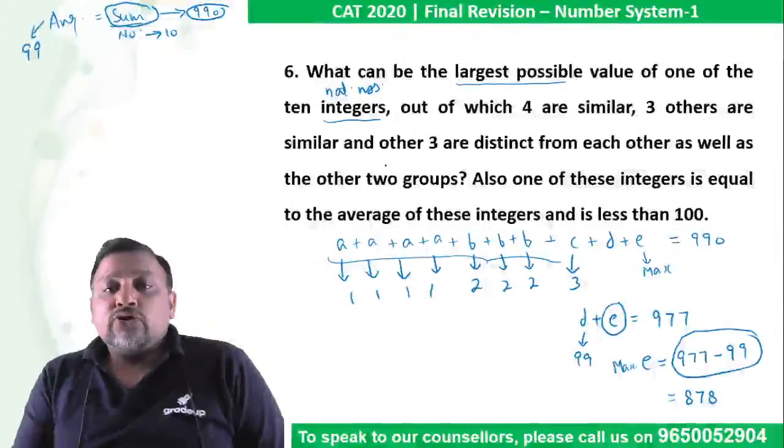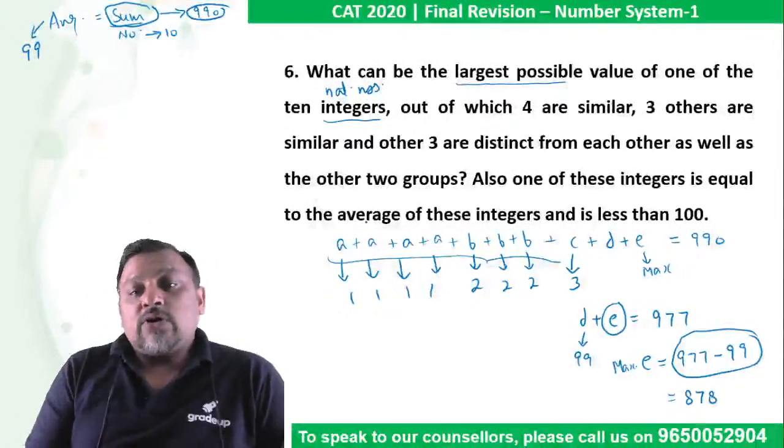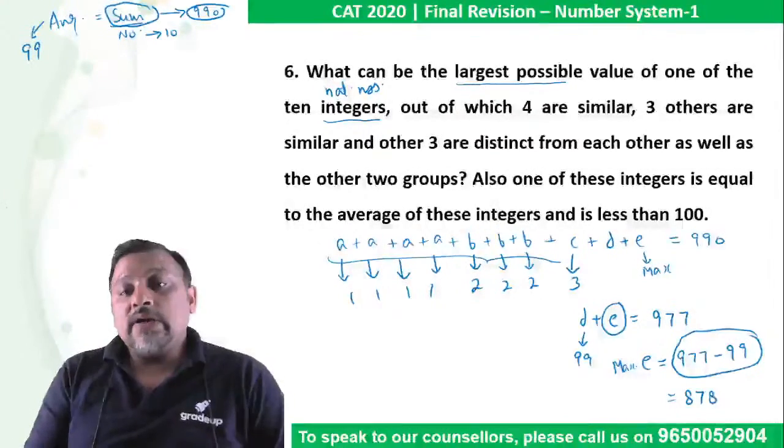And why I am saying it should be natural numbers instead of integers, because if it is integers, then I can take the values of these as negative also.